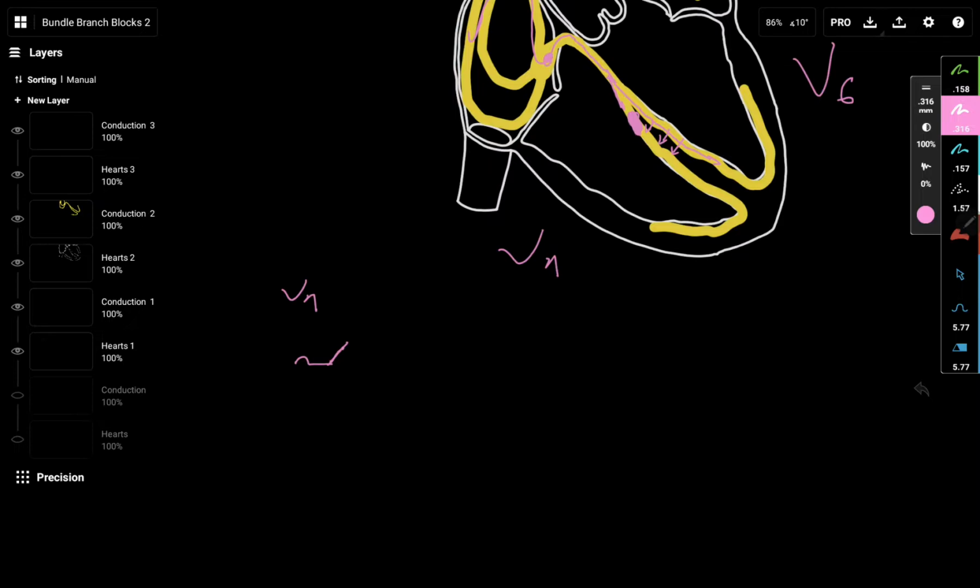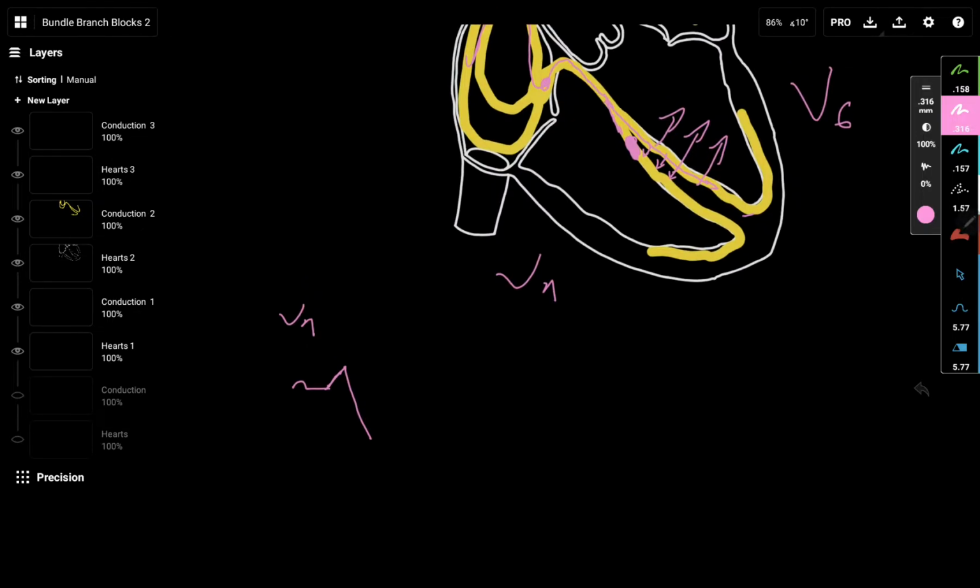And then it's going to get this depolarization of my left ventricle. So my initial action potential is going to go and depolarize my left ventricle first. So it's going to travel away from V1, and that's going to give me a negative deflection right there. But what's going to happen here? In this case, my ventricles are not depolarizing at the same time. So it's going to depolarize my left ventricle first because there is no blockage in my left bundle branch there.